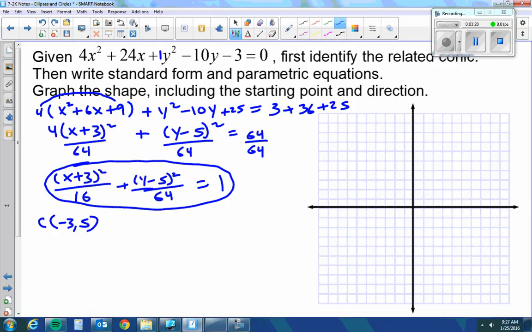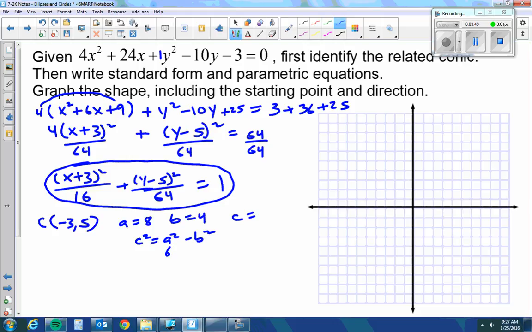Good. And then a is 8, because once again, a squared is the bigger of the two denominators. So a is 8, b is 4, because it's the other denominator. We need to find c. I want to get the foci graphed on this. So we need to find c using the Pythagorean theorem once again. C squared, and remember a is the biggest of these three lengths. And so it goes like this. Because a is the biggest, if you want to find c, you're subtracting like that.